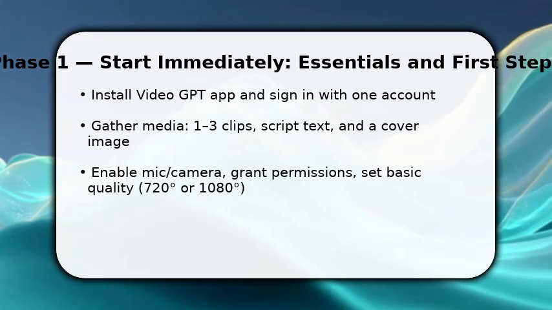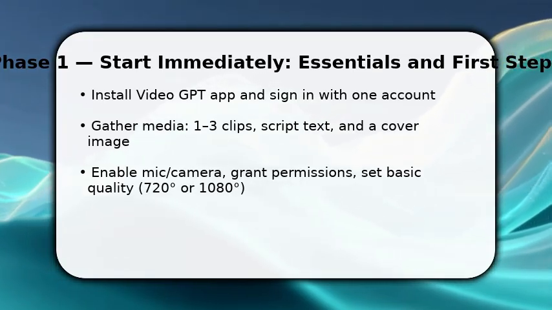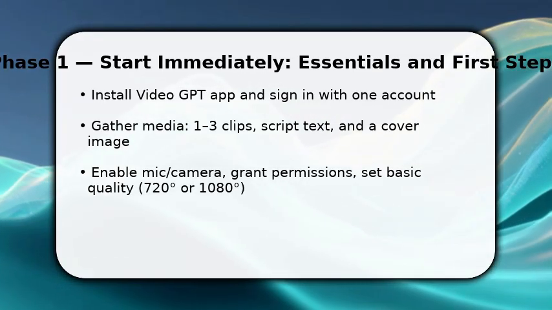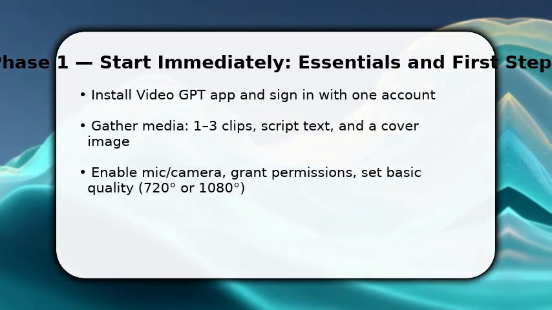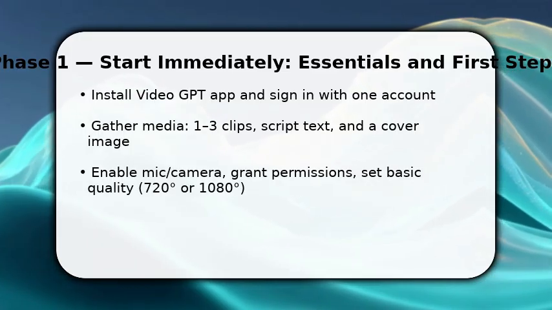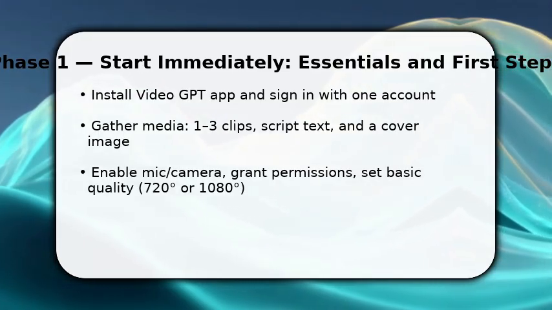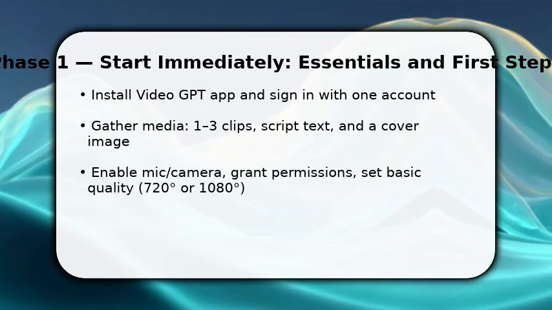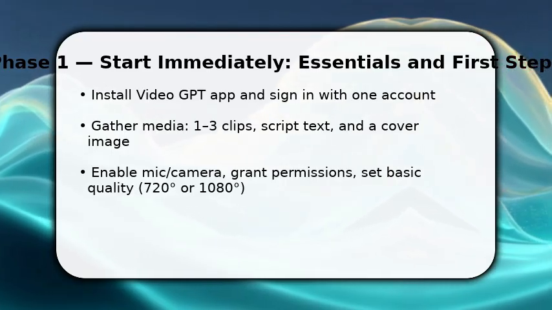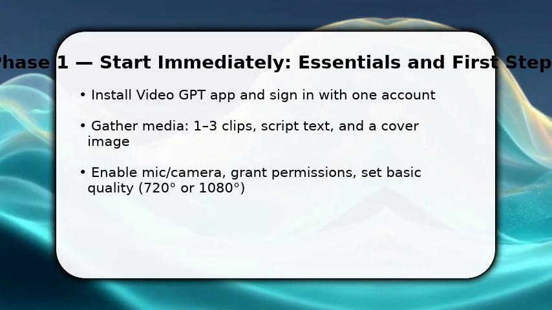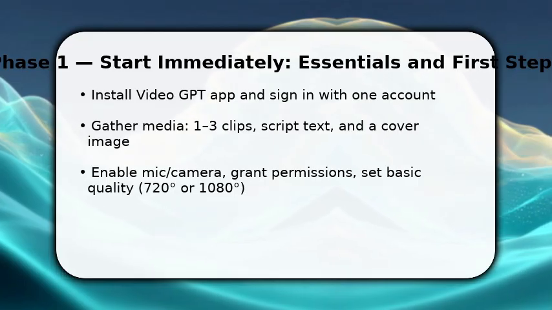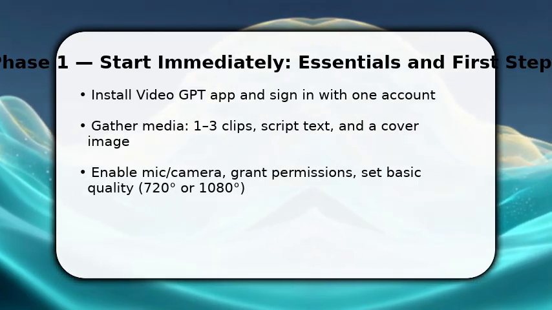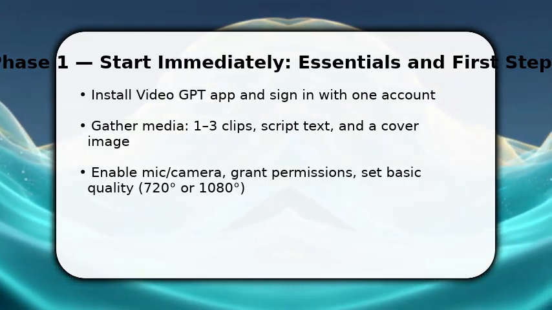Enjoy the video. You begin by opening the Video GPT app and signing in. This ties your projects to one editable account. Next, import 3 clips, paste your script, and choose a cover image. This saves time later. Make sure to grant mic and camera permissions and select 720p or 1080p quality for faster renders. Once done, tap Create to generate your first draft. I explain why each step matters, so you avoid redoing uploads and settings.